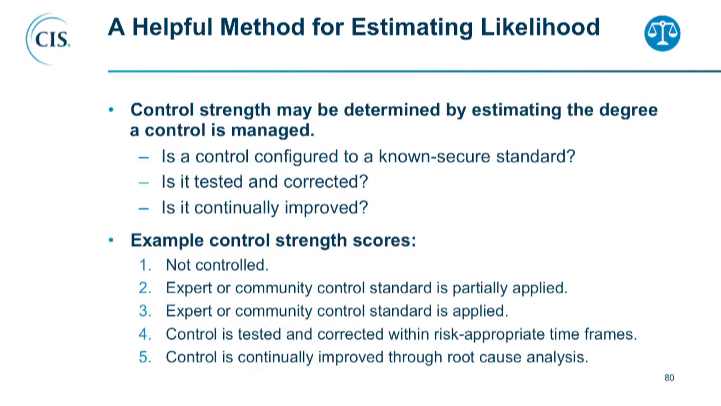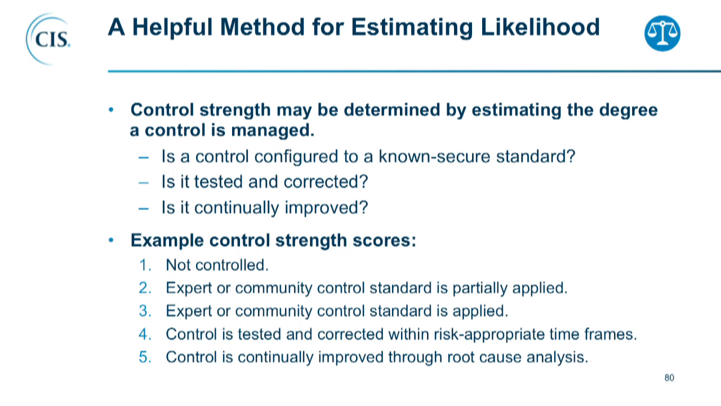Let's actually talk about control strength. Now, people will think about control strength in terms of maturity models, right? I don't have any controls. I do things ad hoc is 1. I have a policy. That's 2. I implement my policy and manage to it is 3.